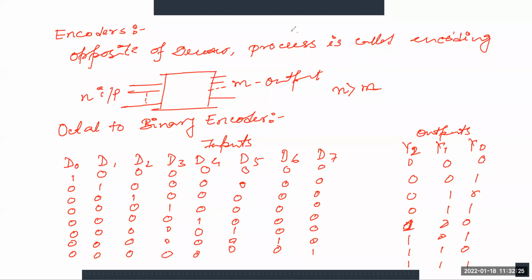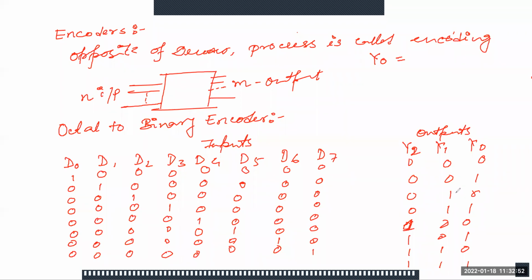So from this you can easily construct the expressions for Y0, Y1 and Y2. I am writing in the upper portion, suppose for the case of Y0.